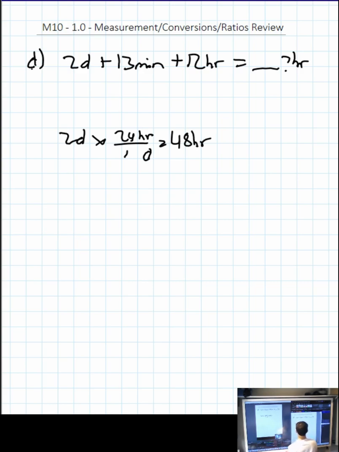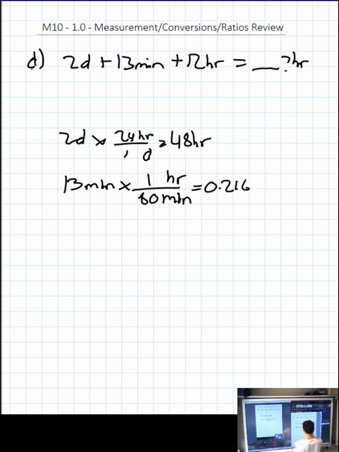Then we're going to take 13 minutes and put minutes on the bottom and hours on the top. And we know there's 60 minutes in an hour, so we'll put 60 on the bottom and 1 on the top. And 13 divided by 60 is 0.216, with the 6 repeating, hours. So now we can take those two answers and put them back above.